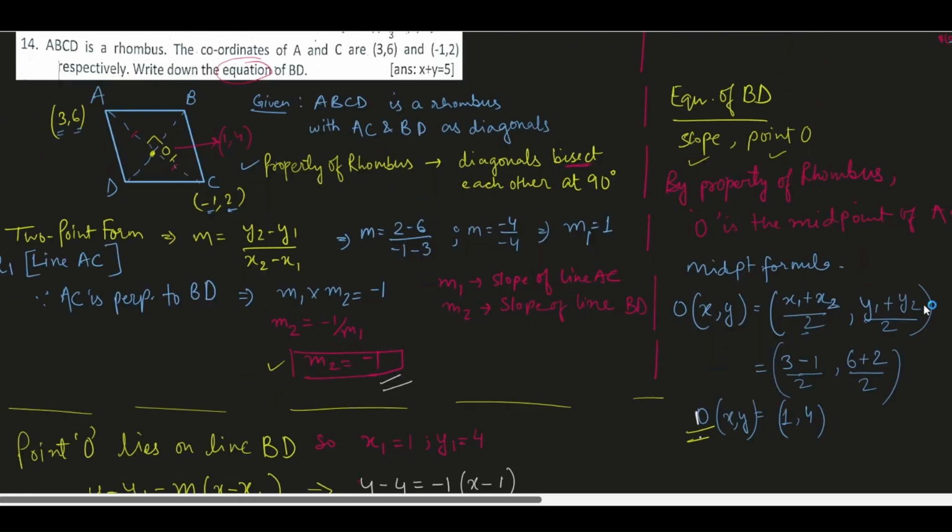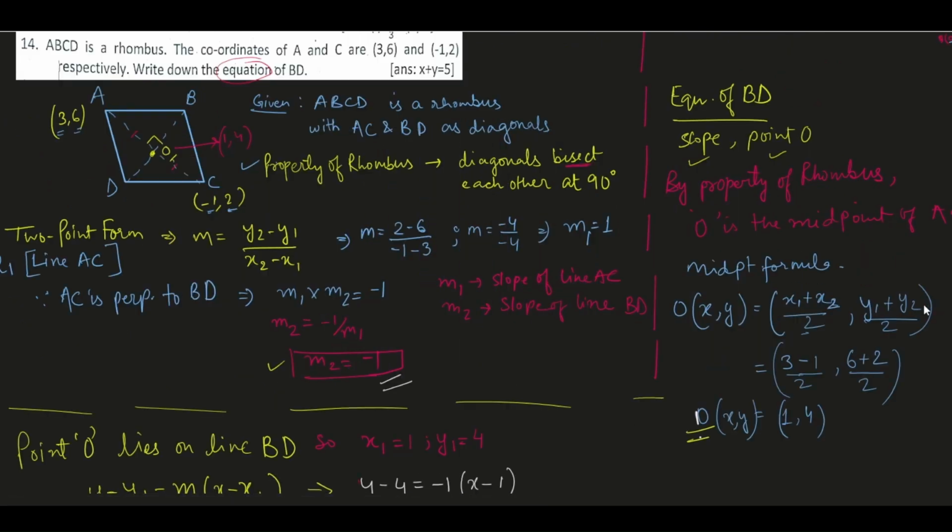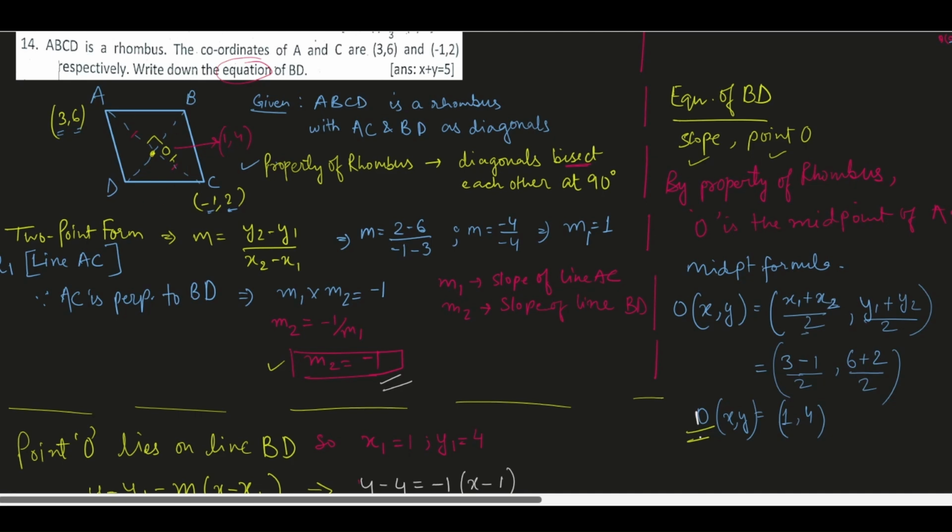What I did is, first I drew the rhombus here. Then I wrote the property of rhombus, that the diagonals bisect each other at 90 degrees. Means the diagonals are cutting each other into two halves, which means O becomes the midpoint of BD and AC. And also they are doing this at 90 degrees to each other. Means the two lines are perpendicular to each other.